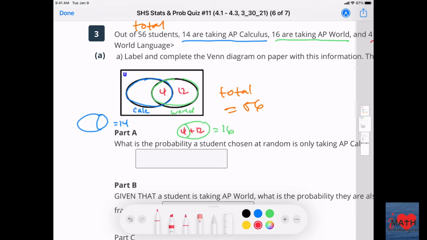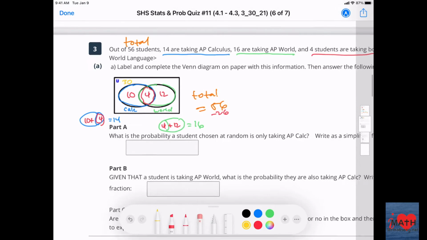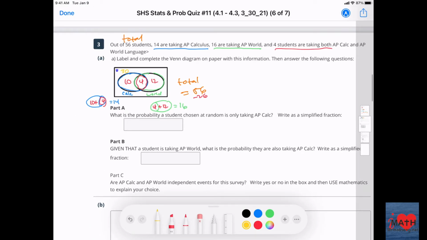I don't know, this diagram I think is helpful. And that portion again in the red is 4, so 4 plus 10, so this would be 10. So 4 plus 10 plus 4 plus 12 gives me a total of 26, and 56 minus 26 gives me that there are a total of 30 people who are not taking AP Calc and AP World together.